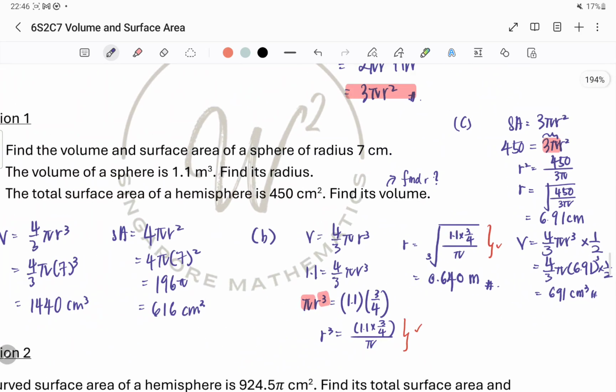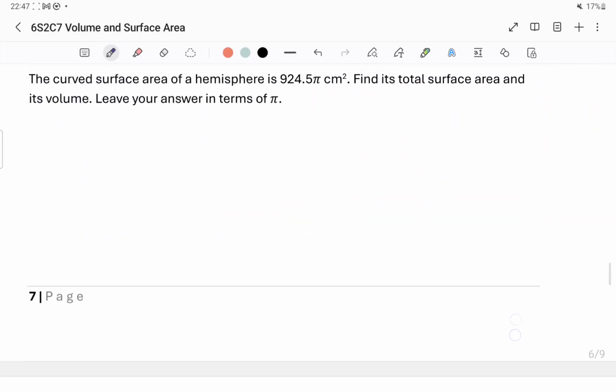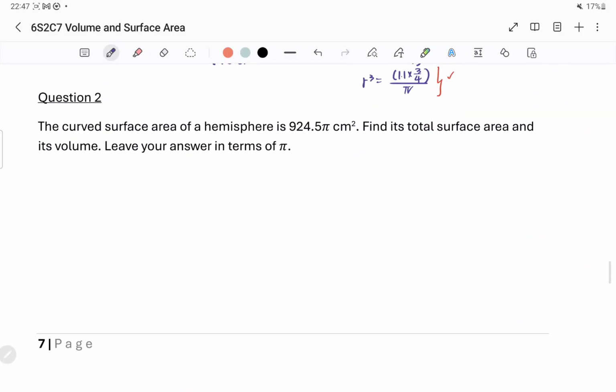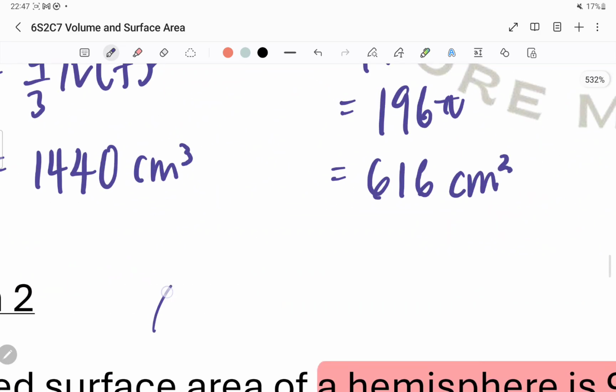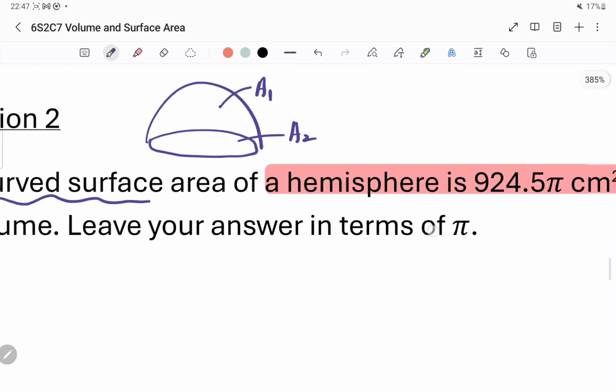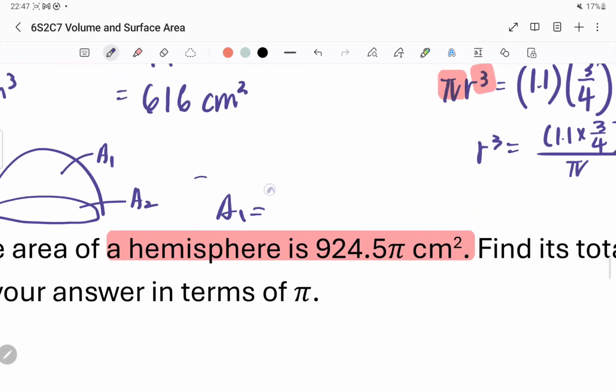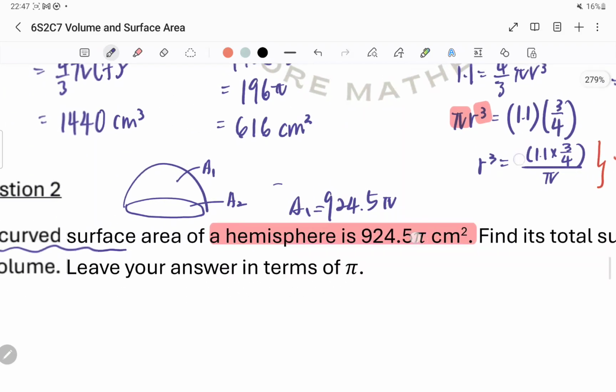Okay, so almost the same concept. Let's look at question 2. Curved surface area of a hemisphere. Here they already mentioned the curve. So if you look back at what I mentioned, your hemisphere should have the curved surface area and the circular surface area. So in this case, they're referring to A1. A1 directly equals 924.5 pi.